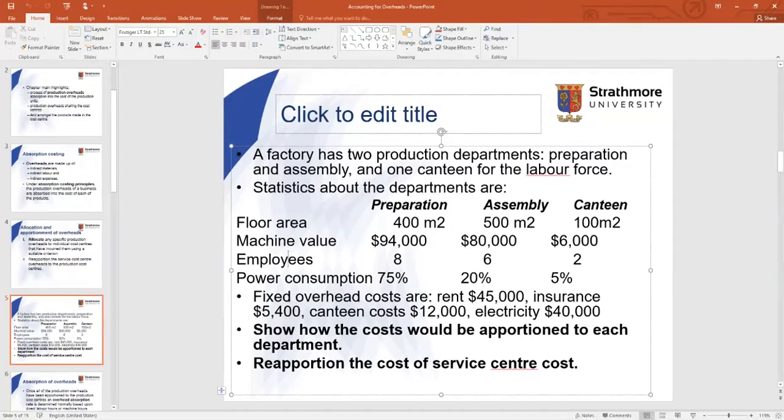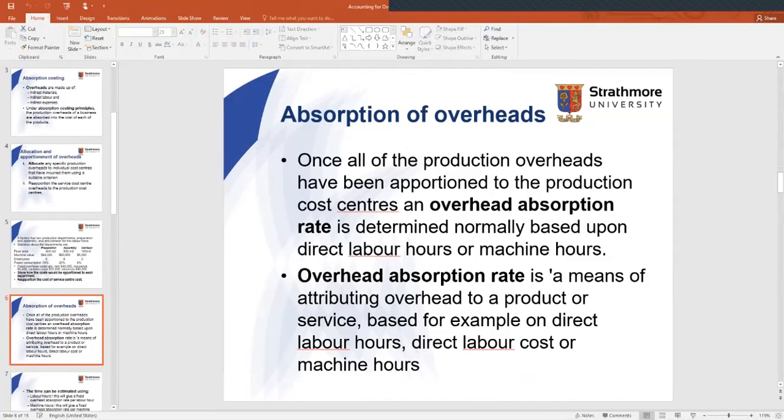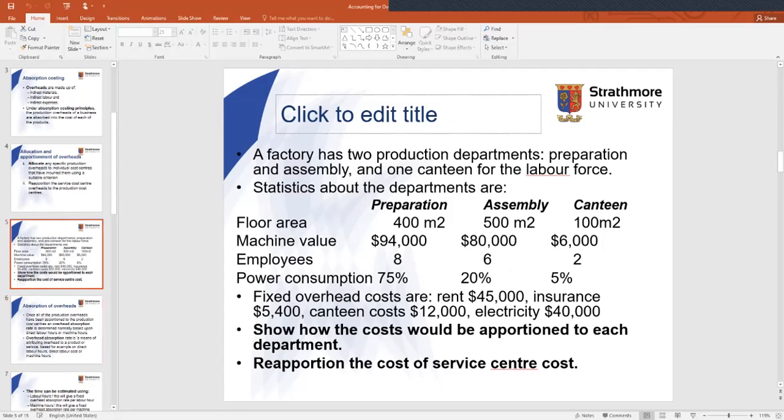Today, I want us to pick from there. We discussed the absorption of overhead. Generally, when it comes to the costing of the individual product, we are going to be using what we call the absorption rate. Once all the production overhead has been apportioned to the production cost centers, like we did in this question here, I think we got 67,000 for preparation and 47,000 for the assembly. Once you've been able to determine the overhead costs that have been allocated to each of the production departments, the preparation and the assembly, what about next?